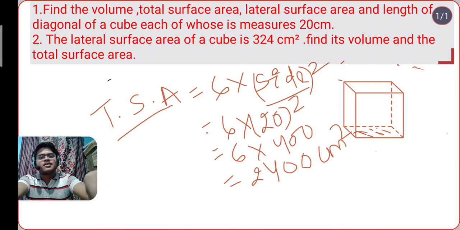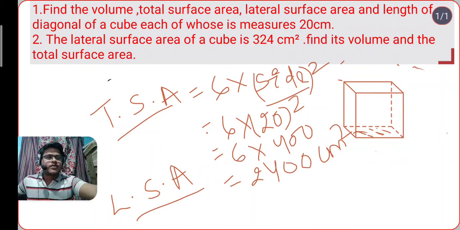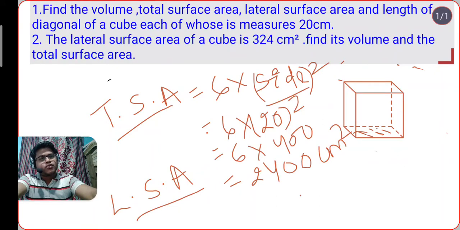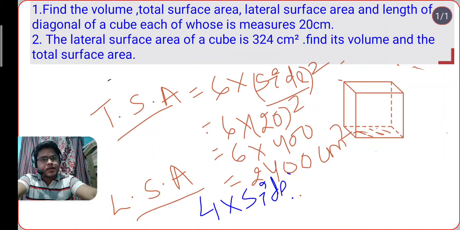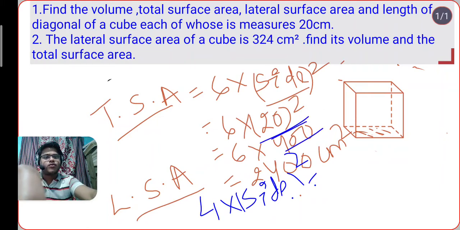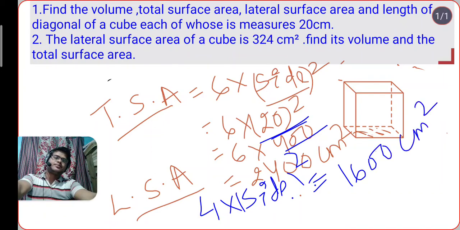Next is the lateral surface area. So to calculate the lateral surface area, we have to put the formula here, 4 into side square. And what is the result we are getting? Side square, that is 20 square. Already we have found the result here, that is 400. So 400 into 4, that is 1600 centimeter square. Okay, so that is the lateral surface area.